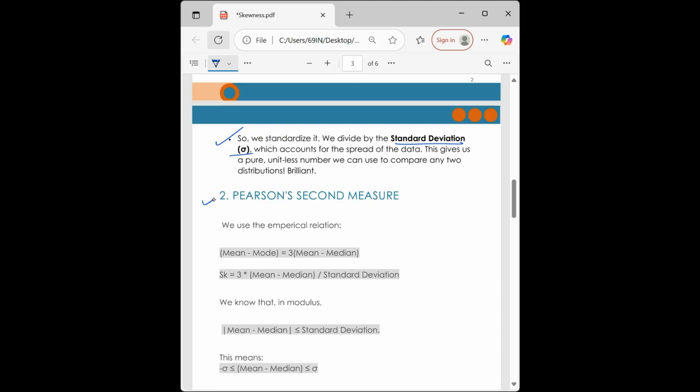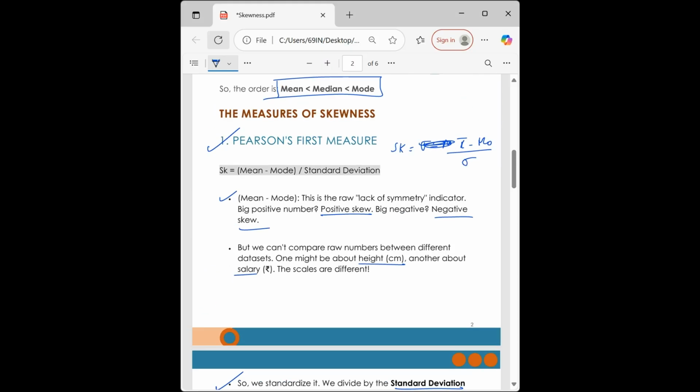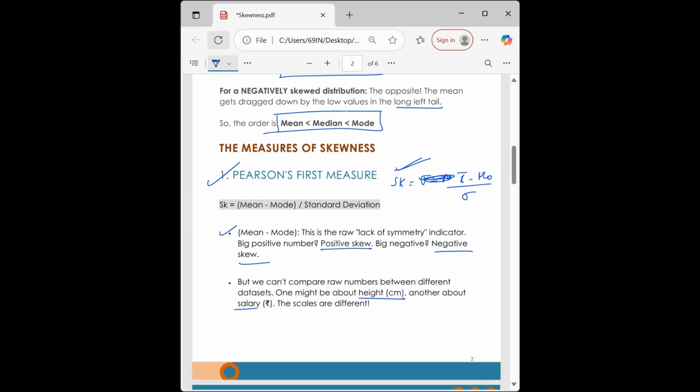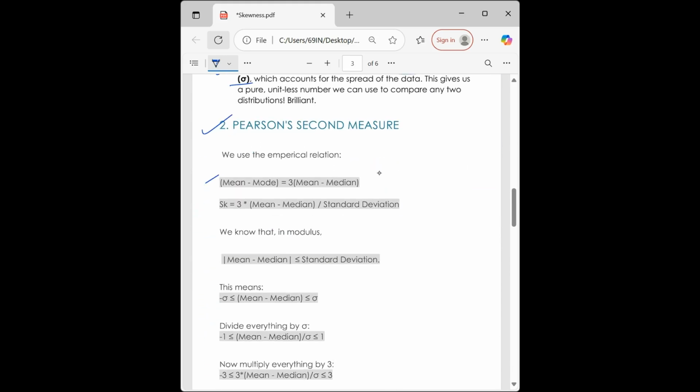Brilliant, right? Now, sometimes finding the mode is a pain. It's not always clear, so Pearson gave us a second option. We use the empirical relation: mean minus mode is equal to 3 into mean minus median. Plug that into the first formula. This is the first formula. And what do we get? We get SK is equal to 3 into mean minus median by standard deviation. This is often way more practical because the median is easier to find.